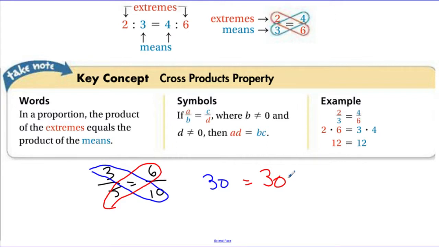It doesn't matter. In the example here, if you notice, 3 times 4 is 12, 2 times 6 is 12. 2/3 and 4/6, that is a true proportion. And this is going to be true all the time for every proportion.